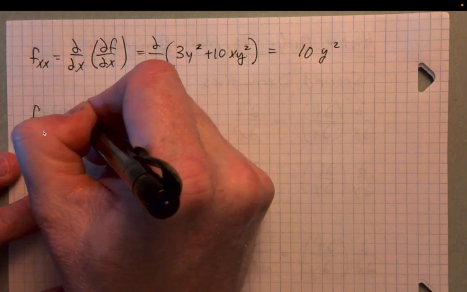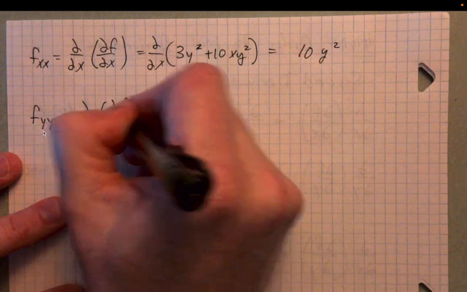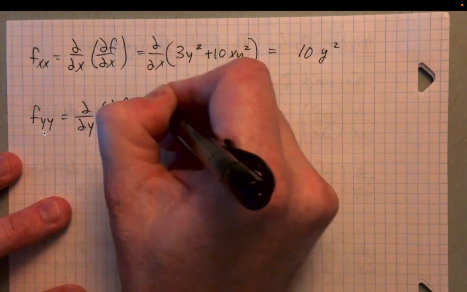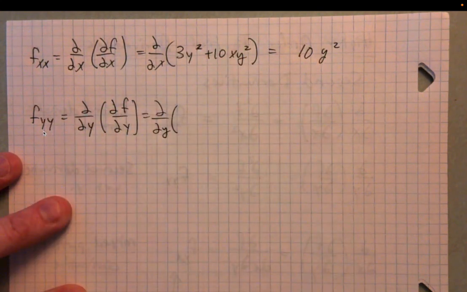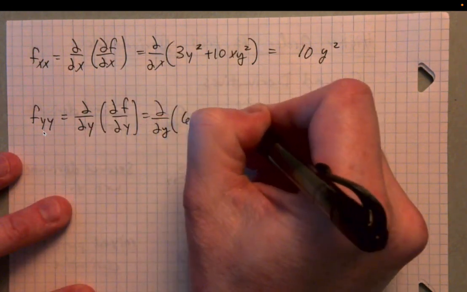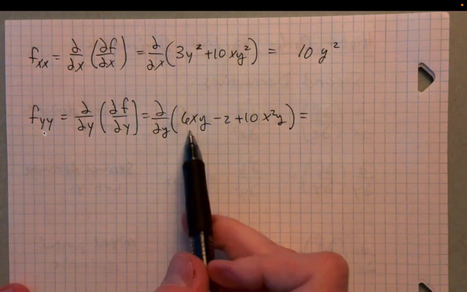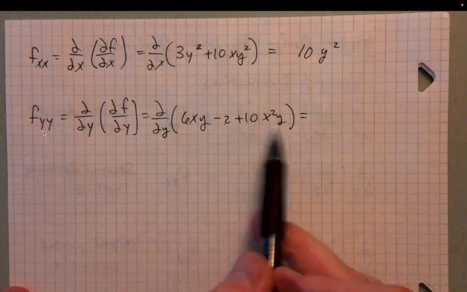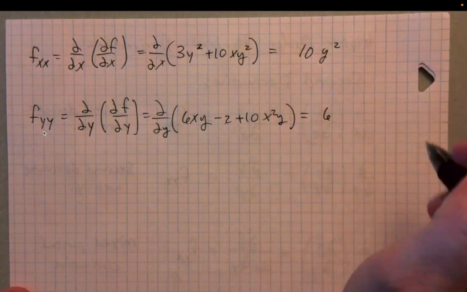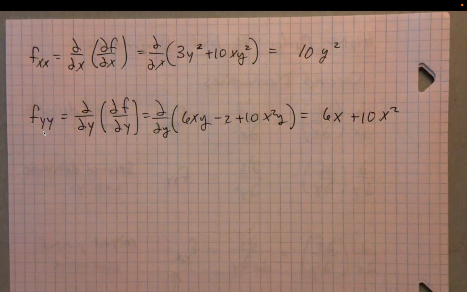What about fyy? Well, that's going to be the partial derivative with respect to y of the partial derivative of f with respect to y, the one we just found. So that is 6xy minus 2 plus 10x squared y. When we differentiate this with respect to y, this is a constant, but these outer two are going to stick around. So you're going to get 6x plus 10x squared. Those are the straightforward ones where you're differentiating again with respect to the same variable.